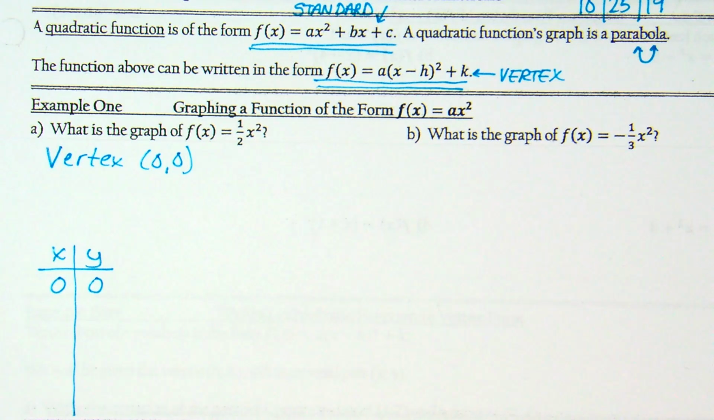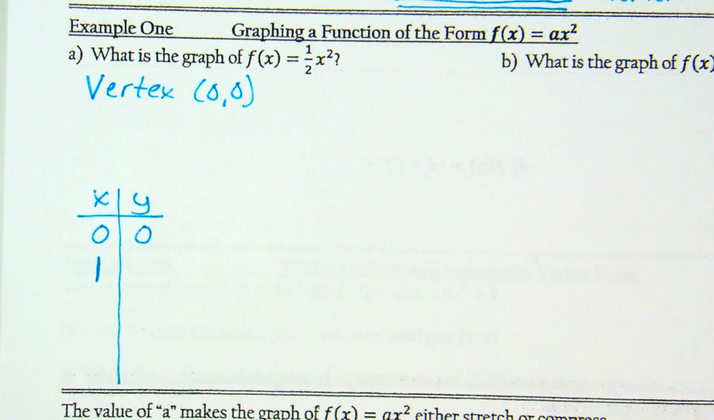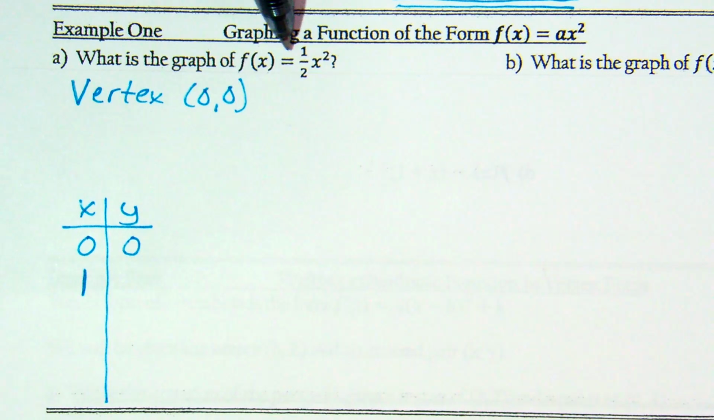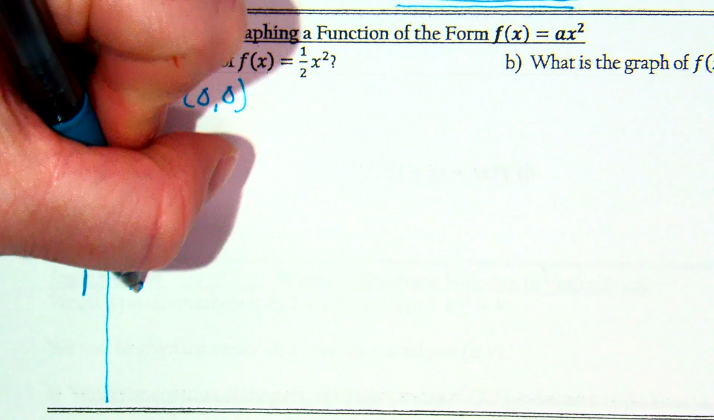Okay, so the vertex is 0, 0. And all these parabolas that we're graphing at this moment, because they're just ax squared, no plus or minus, our vertex is always going to be 0, 0. Okay, after we plug in 0, what's another good point to plug in? 1. So if we plug in 1 here, 1 squared is 1 times a half. 0.5 or 1/2.